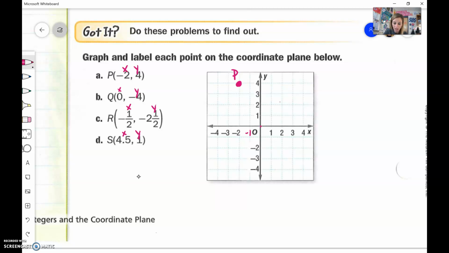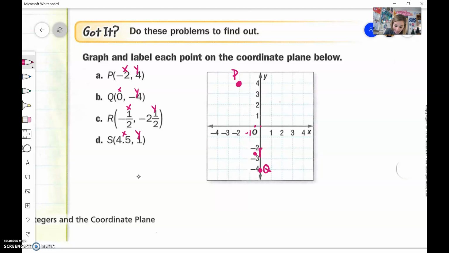The next one, I'm at 0. Am I running anywhere on my x-axis? No, I'm staying there. But now I'm going down to -4, and that's going to be my Q. And then my next one is -1/2. Okay, so I know that -1/2 falls directly between 0 and 1. So -1/2 is going to put me right here. But then I have to go down to -2.5. So I'm going to go down, there's 2, and there's 2.5, and there it is.